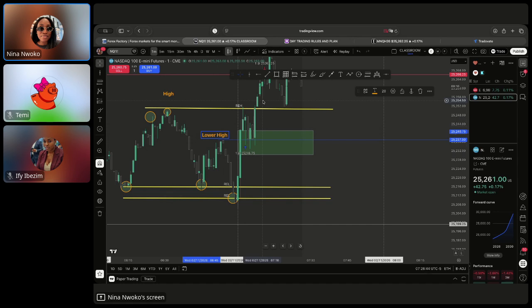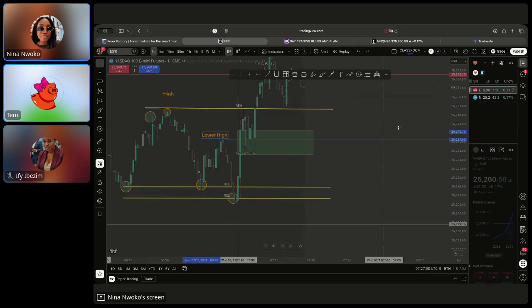Maybe it wants to go down. It's closed above this high. It wants to go up. That's your break of structure. That's telling you we're changing direction. We're no longer making lower highs and lower lows. We're about to start making higher highs and higher lows. We're changing our direction. That's what's happening on this one. Okay, got it. Thank you.